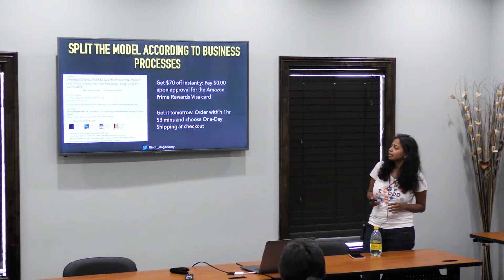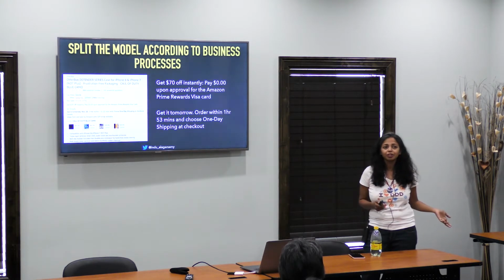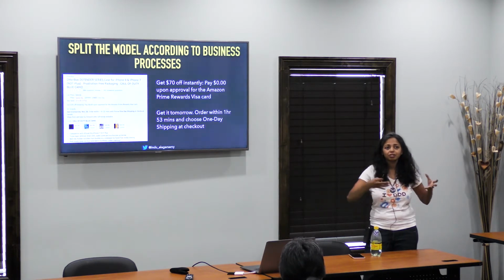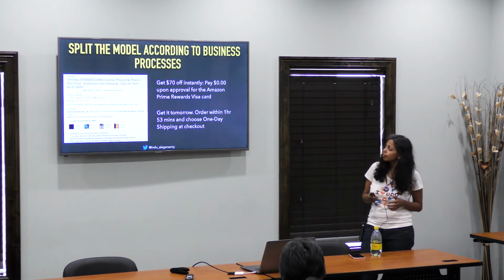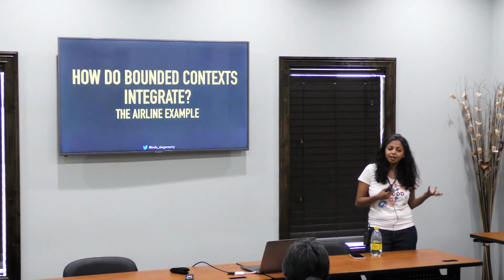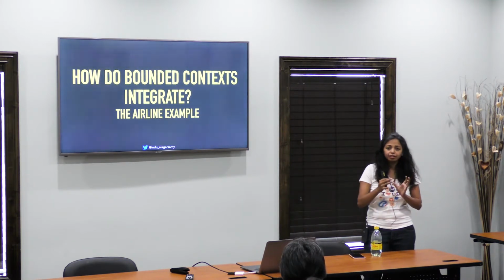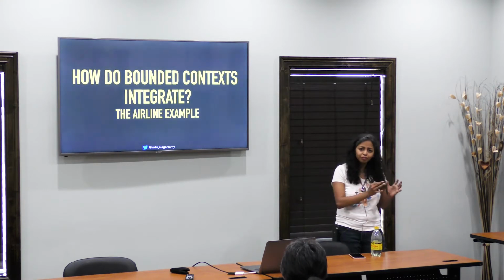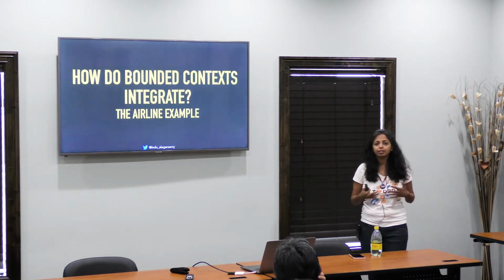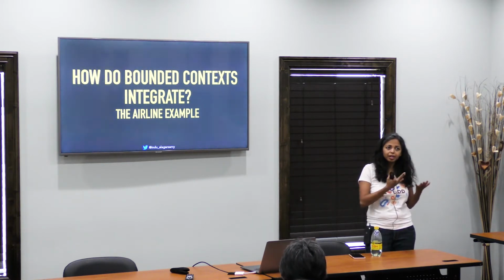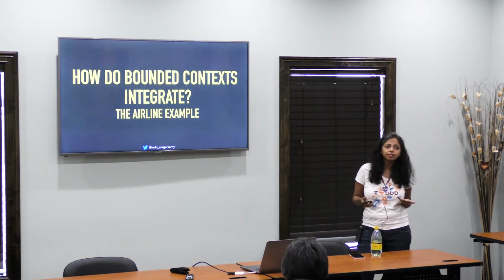So if you get the Amazon card, I'm going to give you a $70 discount. That is going to touch different pieces of your models. If you have different bounded contexts with these different models, that's giving you a smaller view of the problem. But for a system to communicate or to be cohesive, it might need to work with other bounded contexts. So these bounded contexts need to integrate with each other.